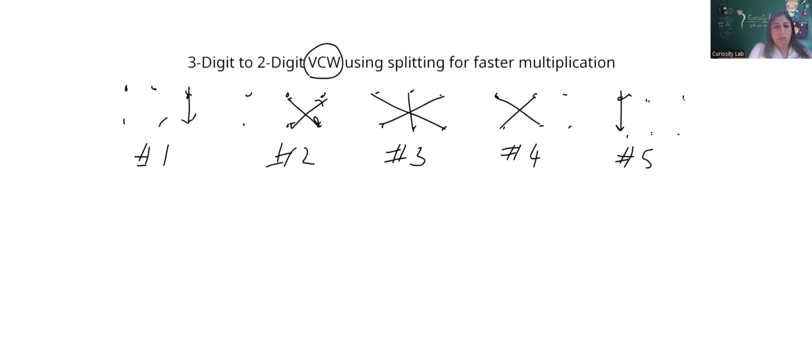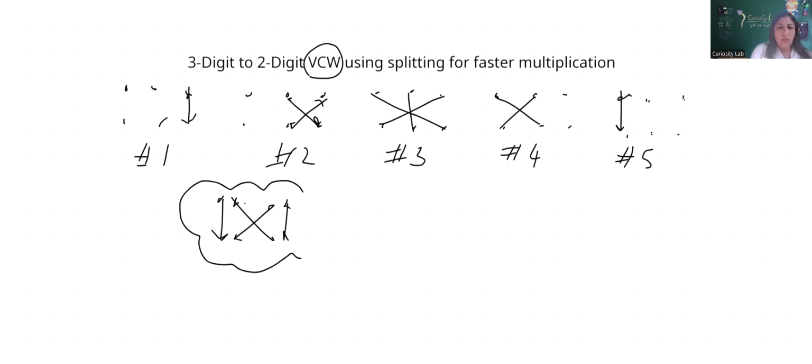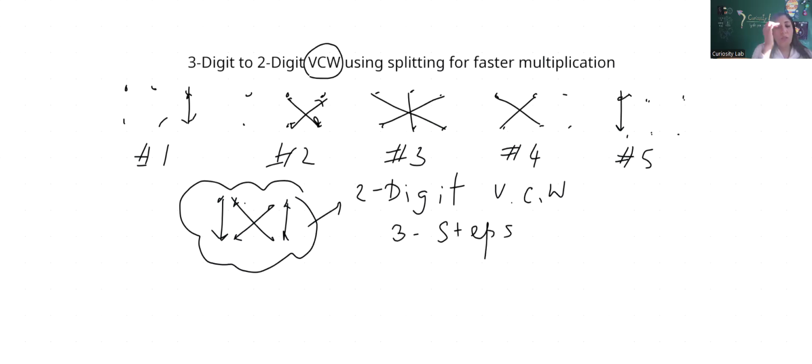For 2-digit VCW, just go back and see the Mental Math Academy video for 2-digit. That's a 2-digit method, which is 2-digit VCW, and it's much faster. Why? Because it has 3 steps. So now we're going to see, are there any 3-digit numbers that we can convert to 2-digit?